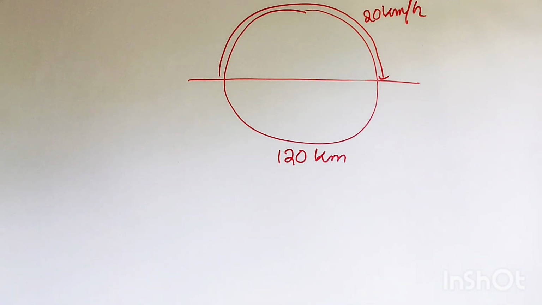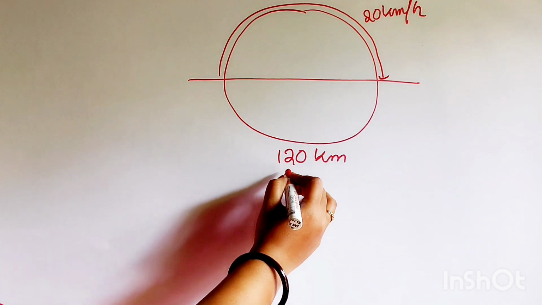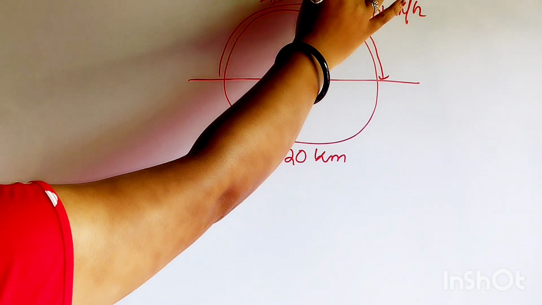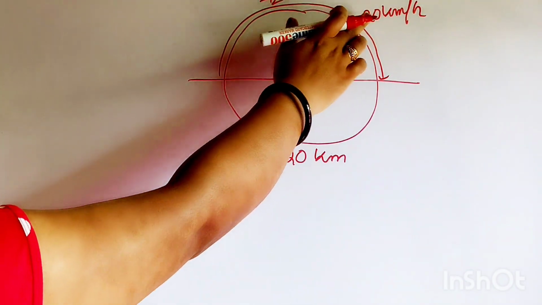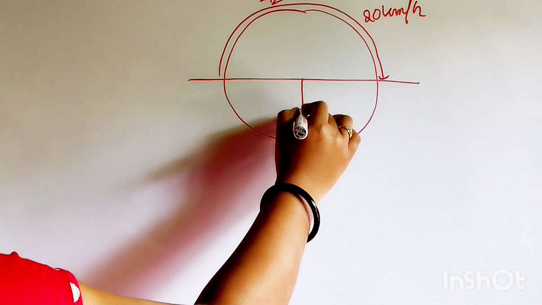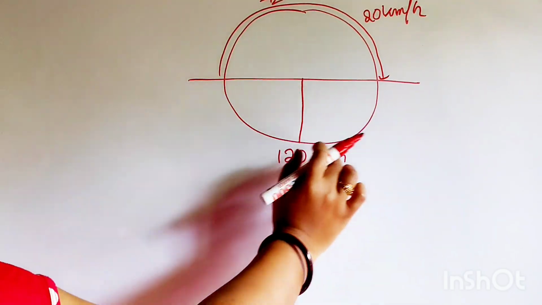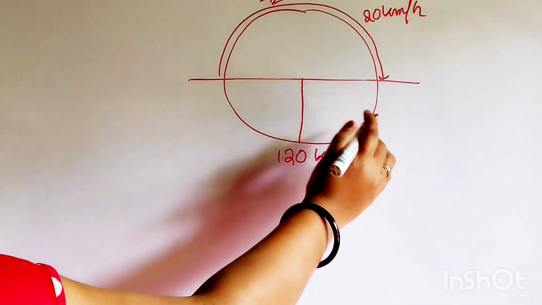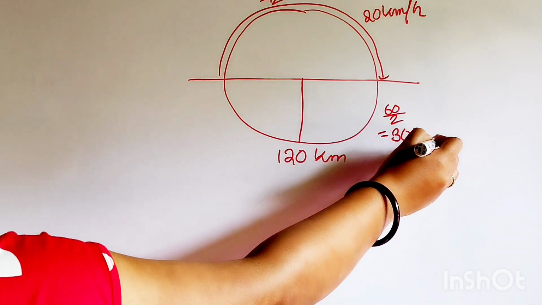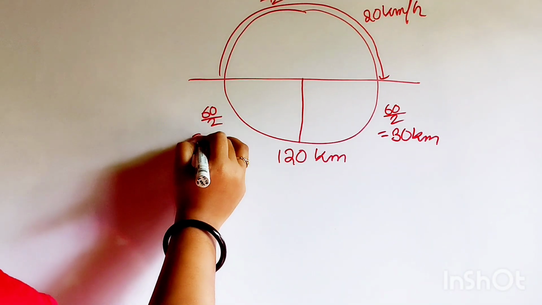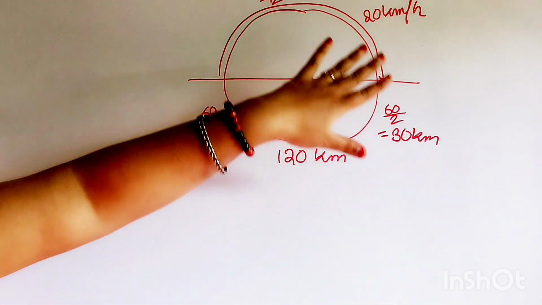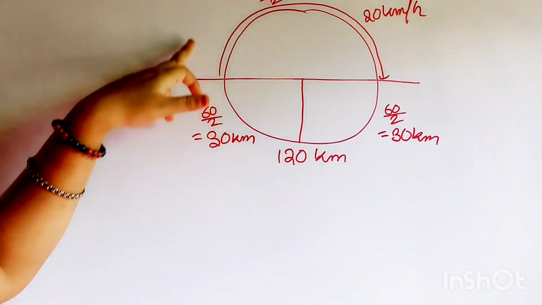So this 60 kilometers is covered by the car at 20 kilometers per hour speed, as given in the question. So first you have to find this distance by dividing 120 by 2, and the speed is given. Next, if you cut the remaining semicircle into two parts, then a quarter part means if you divide the total circle into four parts, one part is called a quarter part. So obviously it will be 120 by 4, which is 30 kilometers, and the remaining part is also 120 by 4, so 30 kilometers.